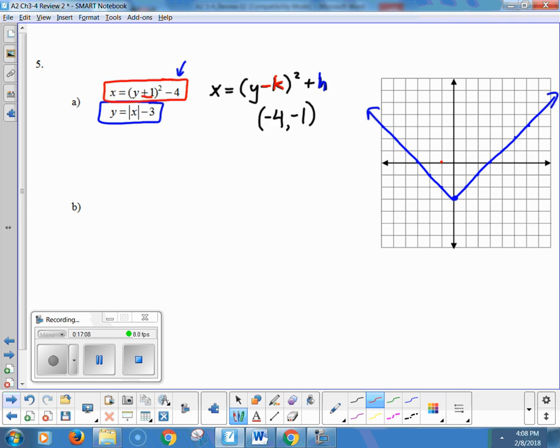So I'll go back 4, down 1. So that's the vertex of our sideways parabola. From this vertex, we can just graph a regular parabola. So over 1, up 1, forward 4, up 2, or down 2, forward 9, up 3, or down 3.